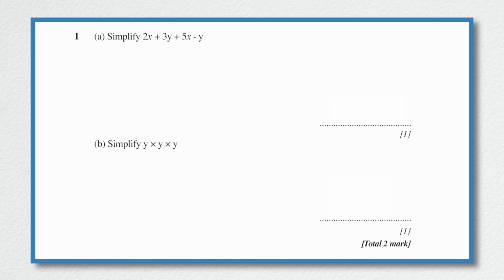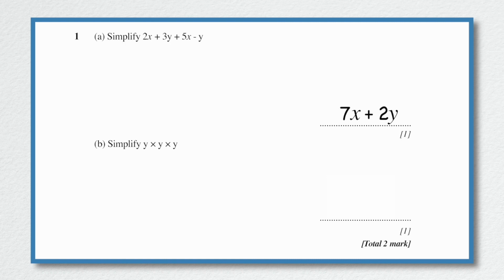It's a simple case of gathering like terms. So that's 2x here, add 5x here, which is equal to 7x. And we have 3y here, subtract y, which is equal to 2y. And there's the answer. 7x, add 2y. For part B, simplify y multiplied by y multiplied by y.